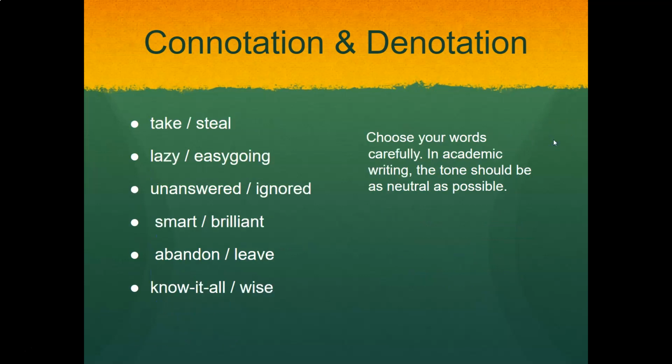Here are some more examples. And the point of connotation and denotation is that you want to choose your words carefully. In academic writing, the tone should be as neutral as possible, and you can achieve that by thinking carefully about the connotation of the words you're using to express your point or your ideas in your writing. That concludes this presentation.